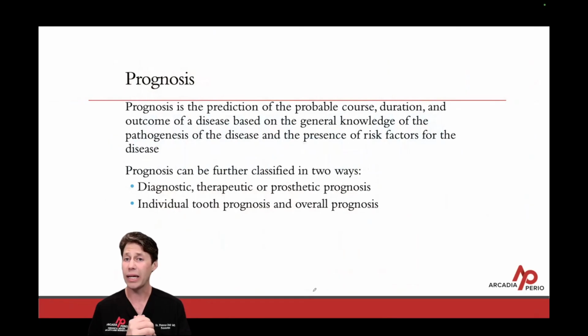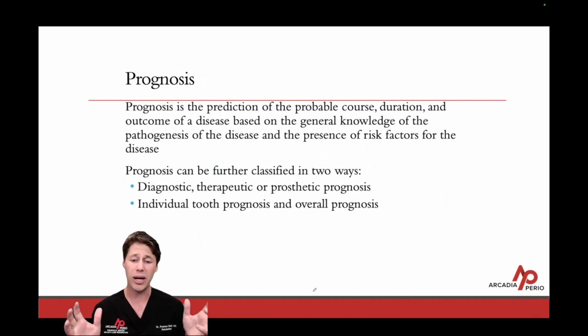So I think it's really important to highlight prognosis and how do I view teeth and how do I explain to the patient what's the long-term outcome of this tooth? Prognosis can be identified as diagnostic, therapeutic, or prosthetic. And it can also be individual or an overall prognosis. And remember, prognosis is the prediction of the probable course, duration, and outcome of the disease based off of the general knowledge of the pathogenesis of the disease and the risk factors associated with the disease itself.